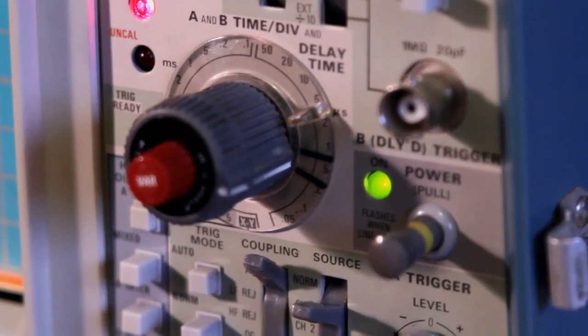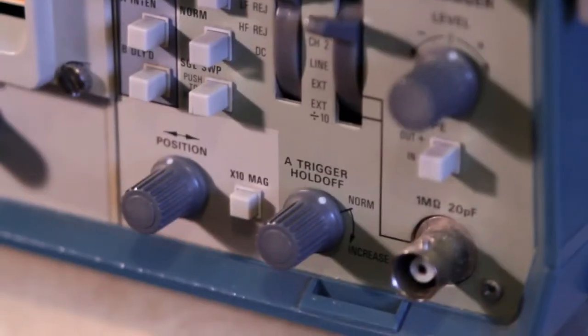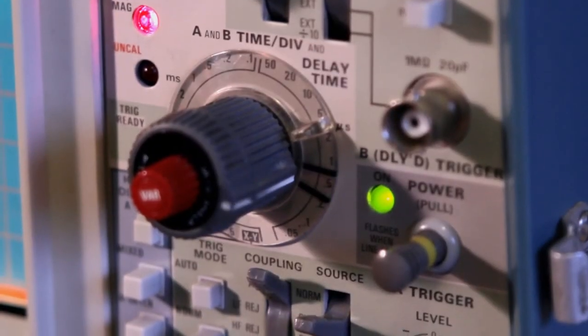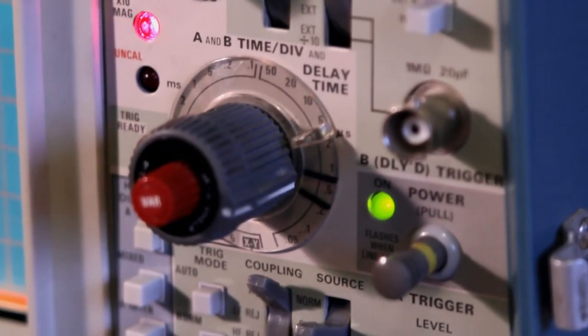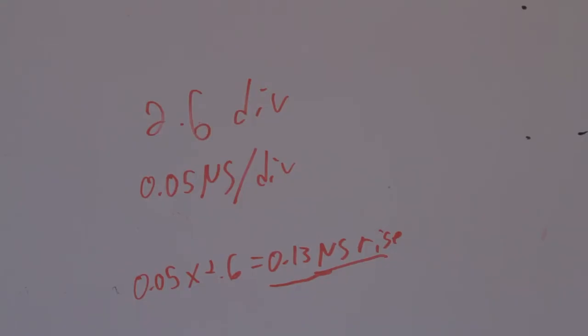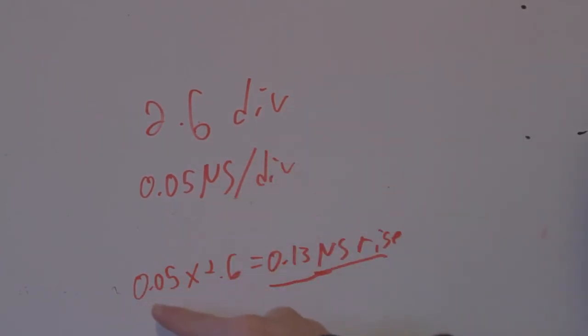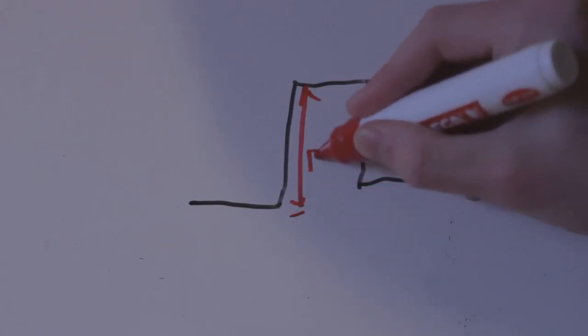Looking at the time base knob, we can see that it is set to 0.5 microseconds per division. However, we have the 10x magnification on, meaning that the time is divided by 10, resulting in an actual time base of 0.05 microseconds per division. The rest is easy math. Simply multiply the 2.6 divisions by the 0.05 microseconds that each represents, and we get a result. In this case, 0.13 microseconds. That's it. That's the rise time.